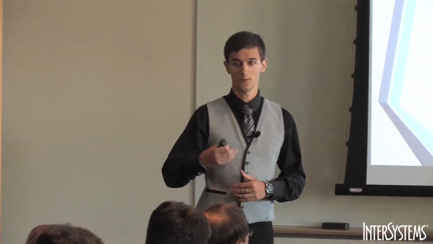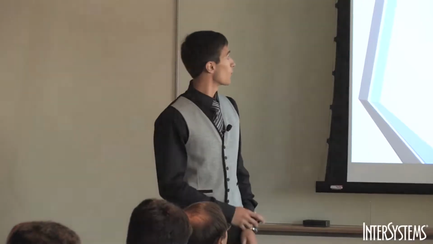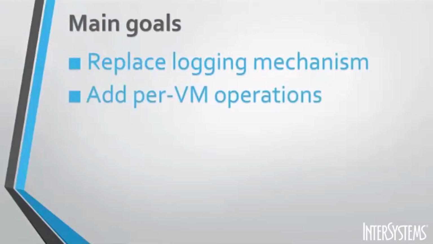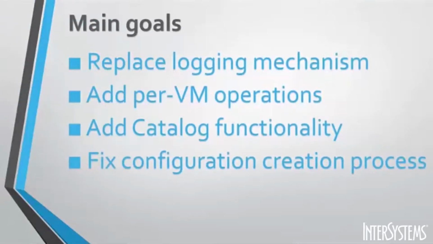And to do this, we need to perform some steps. So our basic goals for this summer were to replace the login mechanism in vMonkey, to add per-VM operations, to add catalog functionality, and to fix the configuration creating process. And of course, to fix a lot of bugs we encountered.